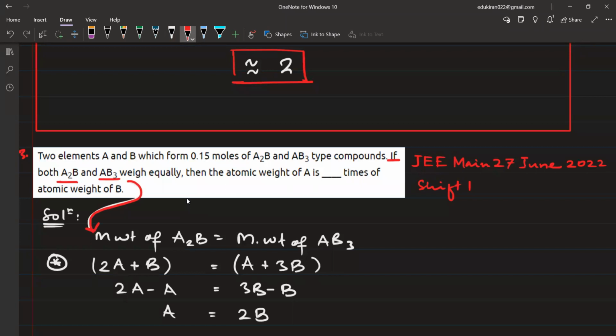And when you switch sides, take A to this side and bring B to the other side. So you will have 2A minus A equal to 3B minus B, and here A will be equal to 2B. That means A is how many times the atomic weight of B? It is 2 times the atomic weight of B. This was an easy question, not very tough.